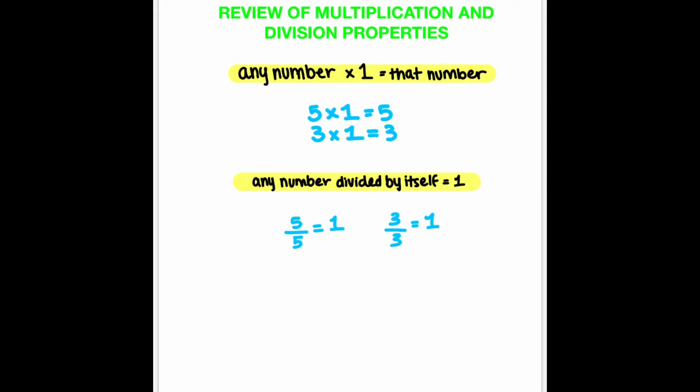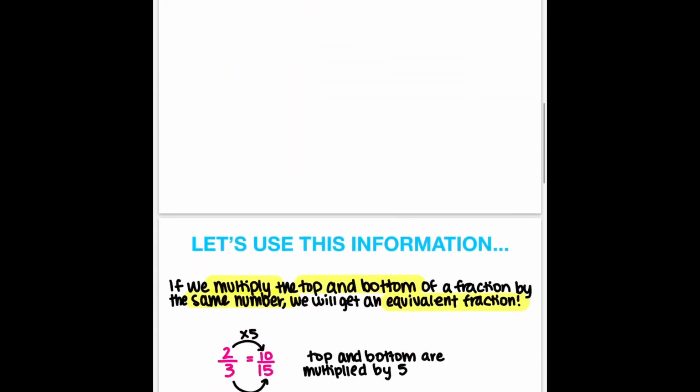Now let's do division. If I have any number divided by itself, I get 1. So for example, 5 divided by 5 is equal to 1, and 3 divided by 3 is also equal to 1. This goes with any number.